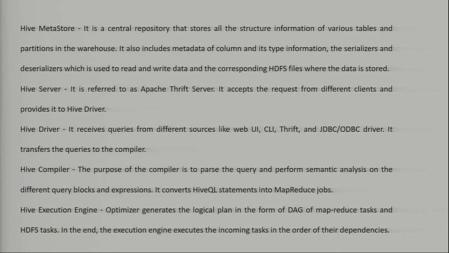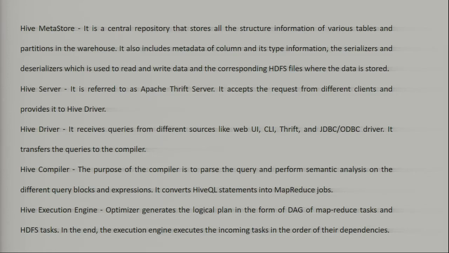Once we have that, next we have the Hive driver, which receives queries from different sources like web UI, CLI, Thrift, JDBC, ODBC driver, and transfers the queries to the compiler. So why is the Hive driver there? We use it to move queries from the different sources and transfer them to the compiler so that they get compiled.